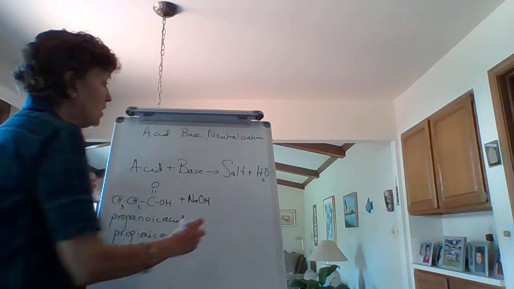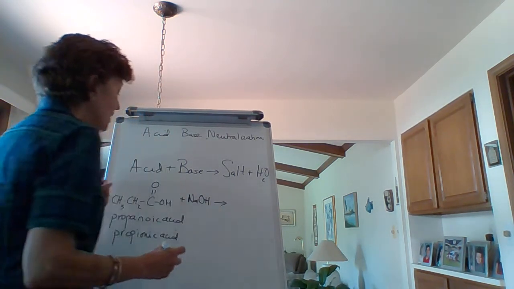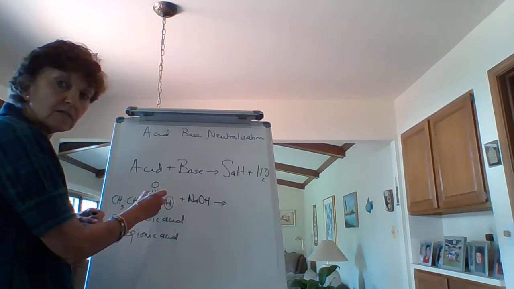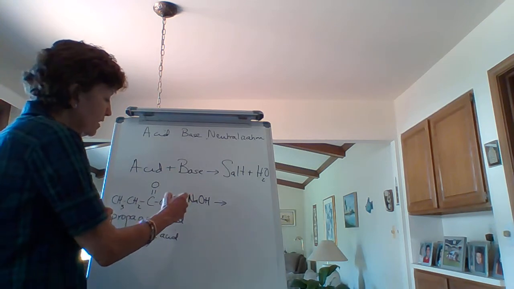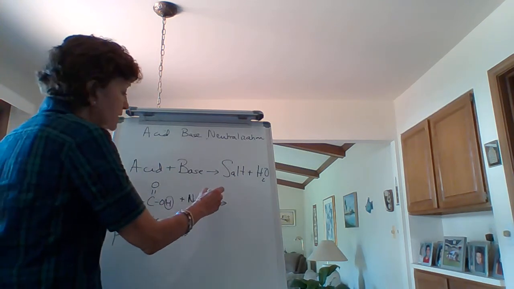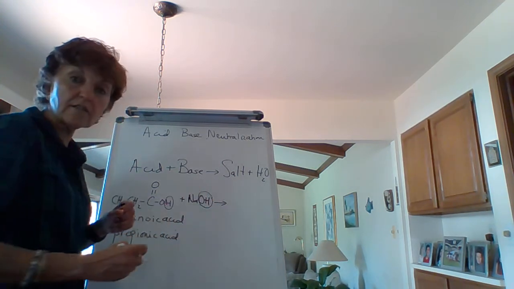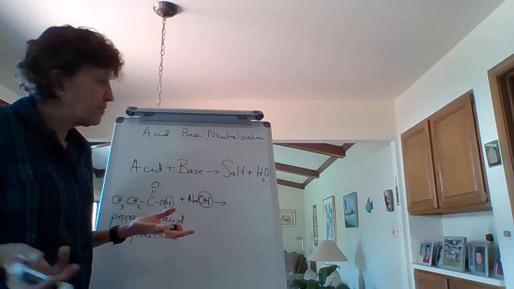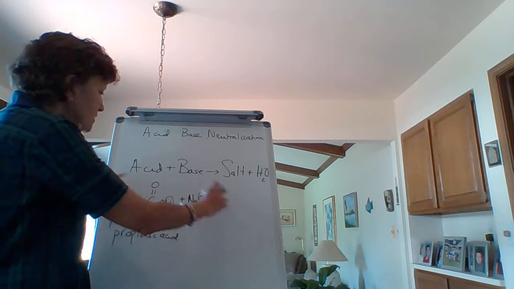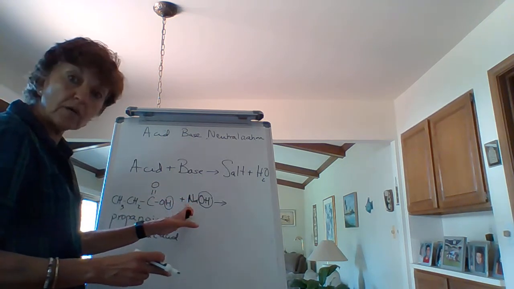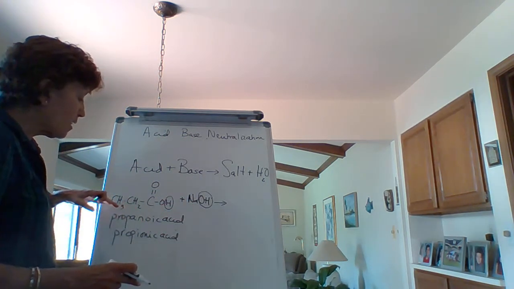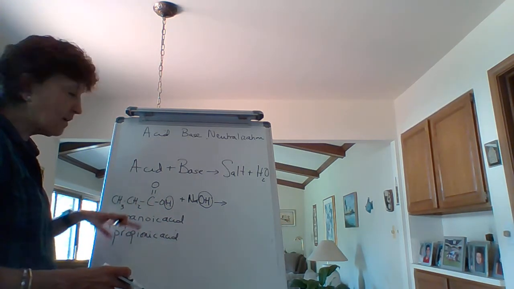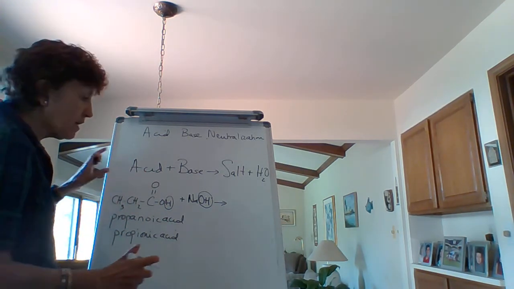All right, so what's going to happen? This proton from here, remember it always leaves its electron behind. The proton, this hydrogen ion, is going to hook up with this hydroxide ion. And HOH, what does it become? It becomes water. So that's our water. So what's left over is a sodium ion and a propanoate ion, or a propionate ion. So this becomes the carboxylate ion.